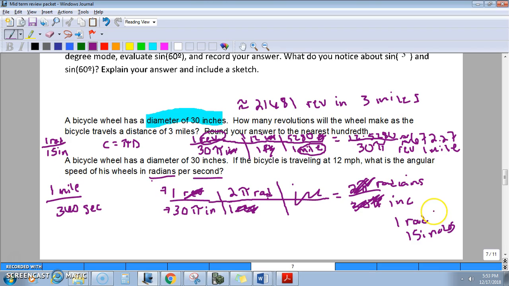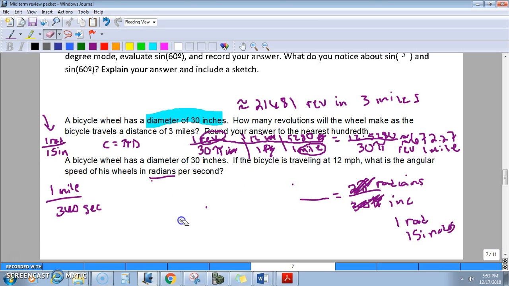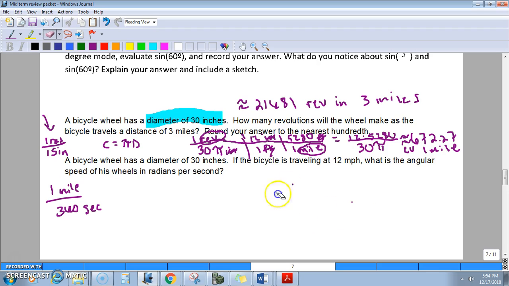So 1 radian is equal to 15 inches. So write that down. I wrote it down up here, and I'm going to erase this because now we want to change, we have radians, but we need to figure out in 12 miles per hour how many seconds that is, because we want radians per second. So let's do these.